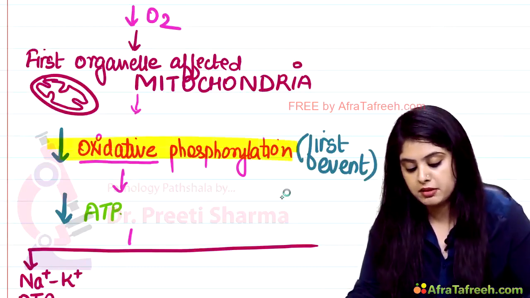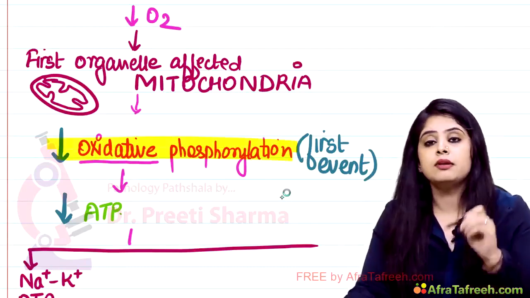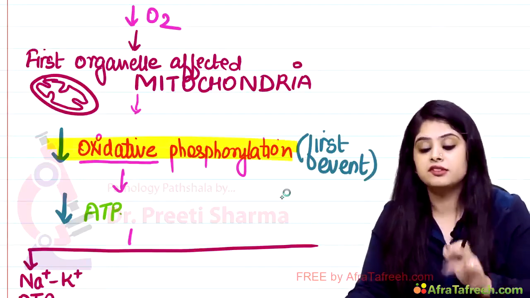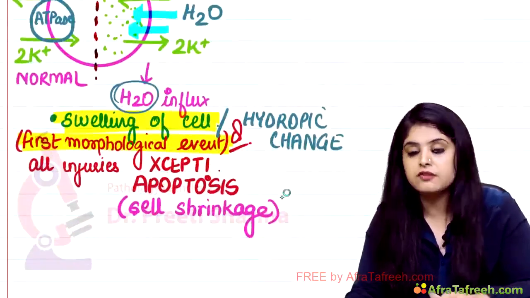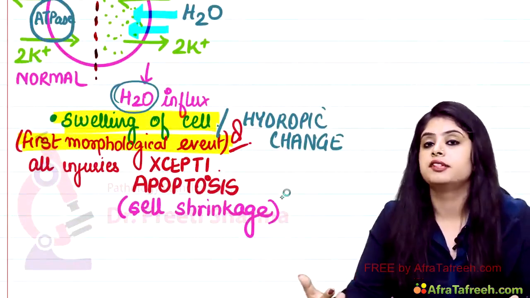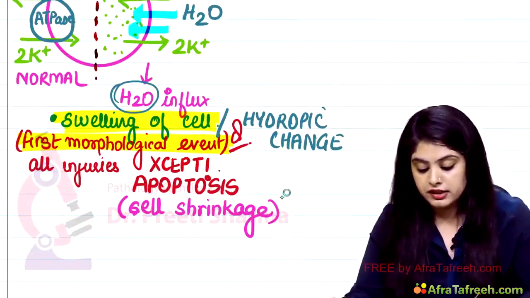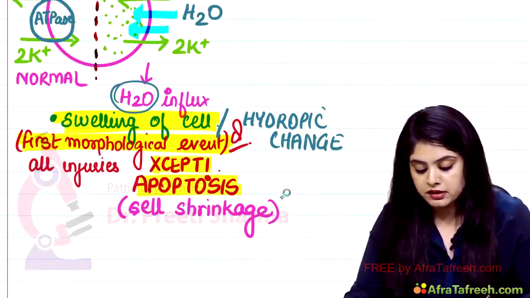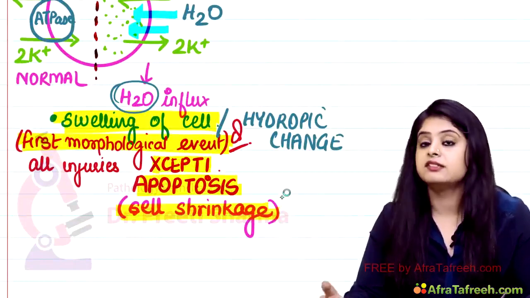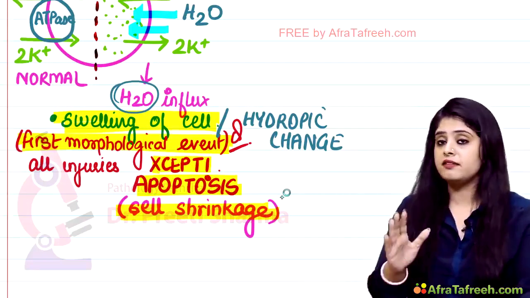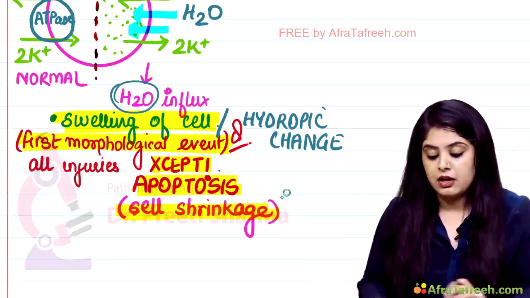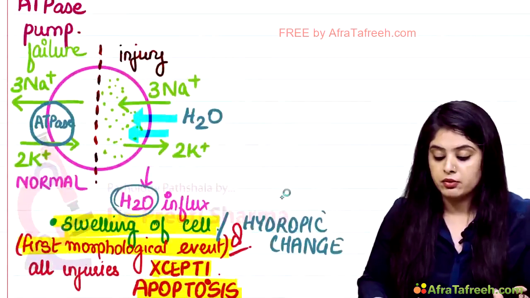But if the examiner particularly says, no, tell me about the cell, what is happening to the morphology of the cell, then your answer will be cellular swelling for all injuries except apoptosis, because over there it is going to be cell shrinkage. Very important questions.